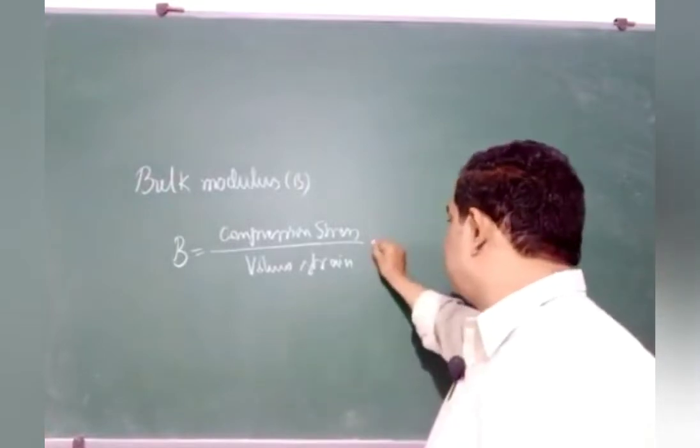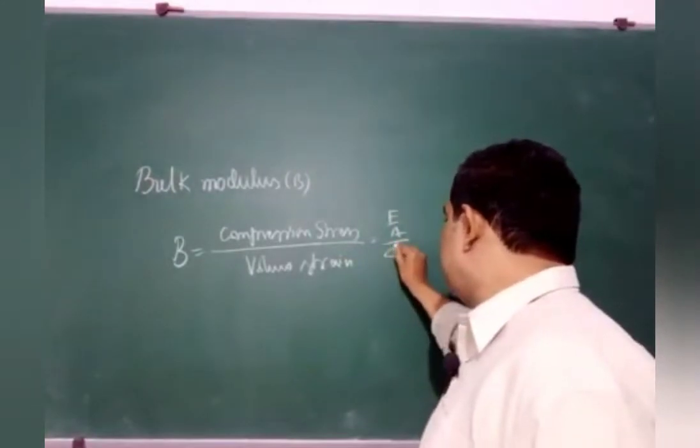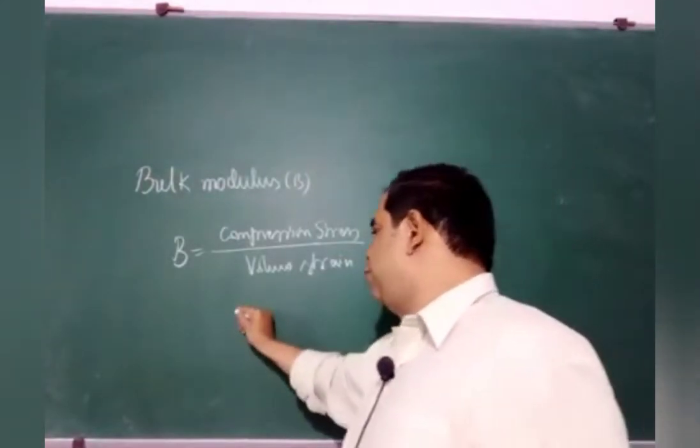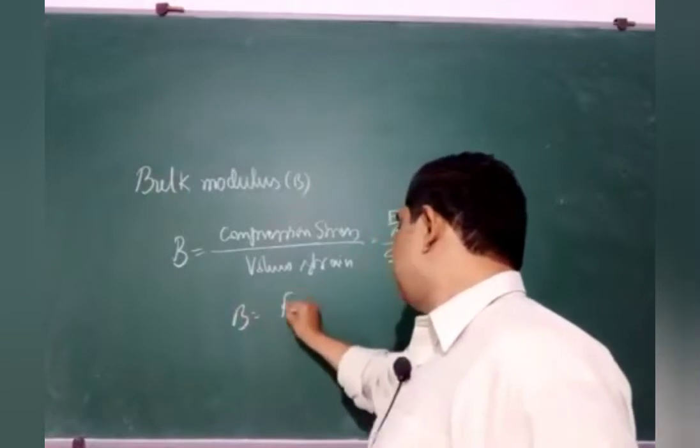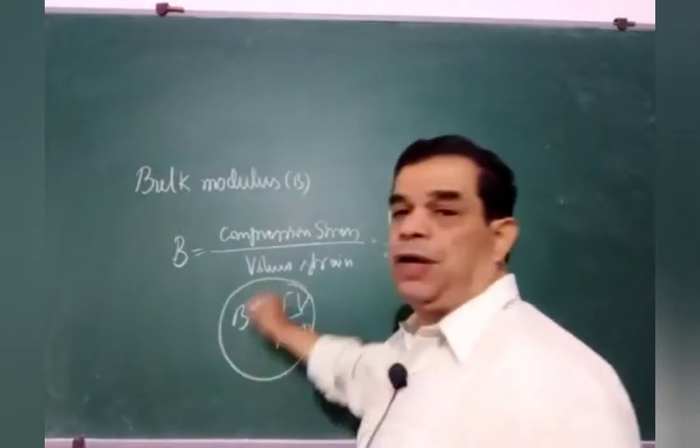So how do we write it? F by A by volume strain, delta V by V. Therefore, bulk modulus is F V by A delta V. This is the formula for bulk modulus.